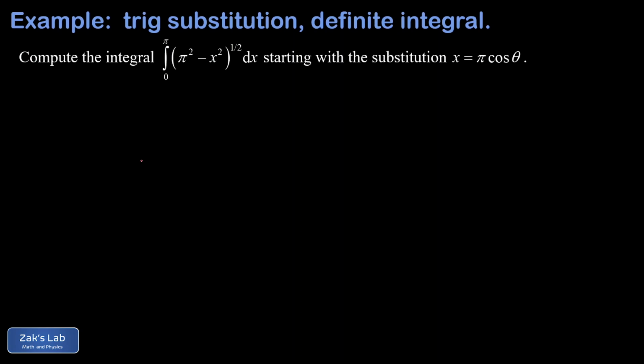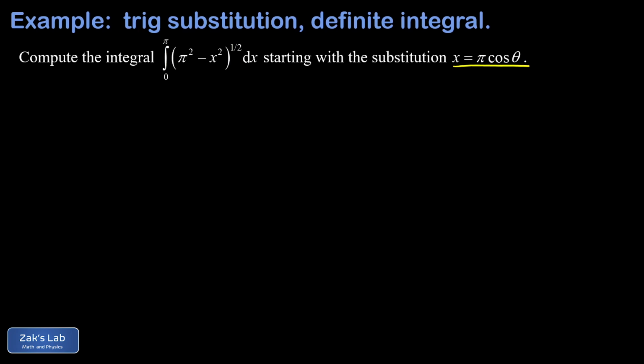In this video, we're computing the integral from 0 to pi of the quantity pi squared minus x squared raised to the 1/2 power. Note that I could have also written this as a square root instead of a power of 1/2. And we're actually told what substitution to make in this integral. It's x equals pi cosine theta.